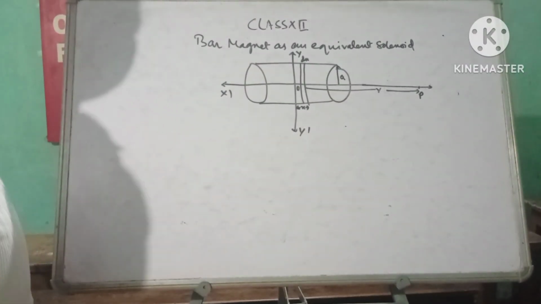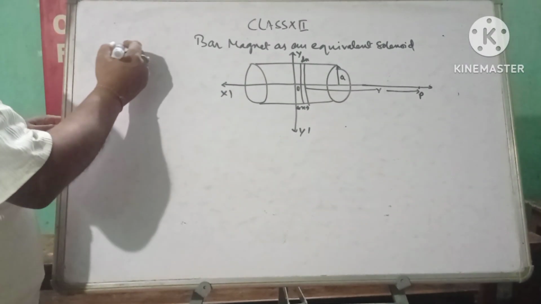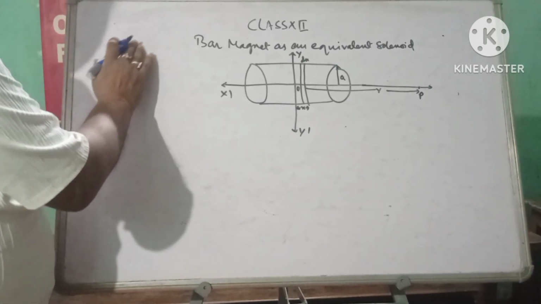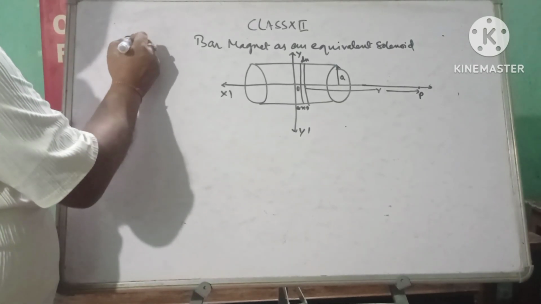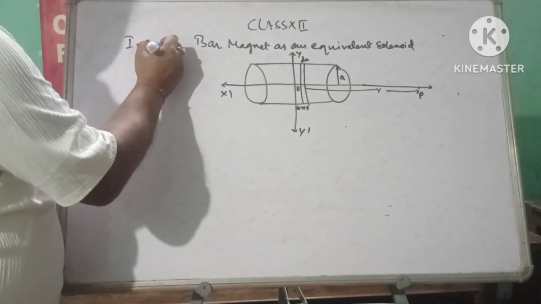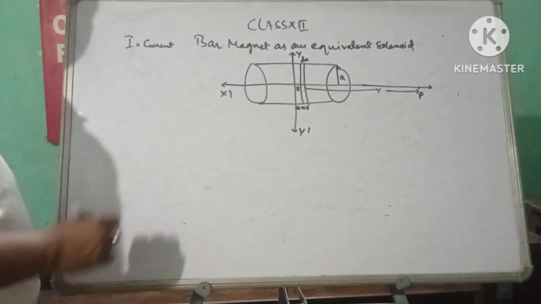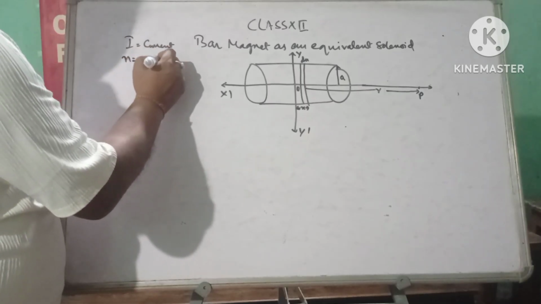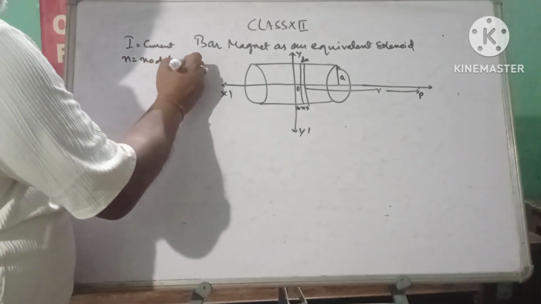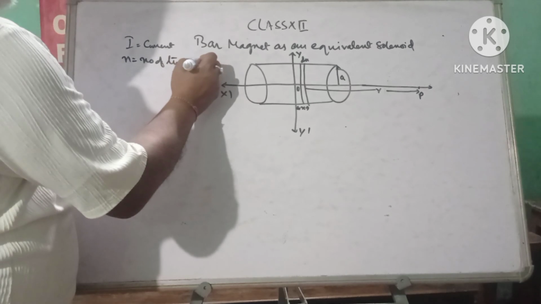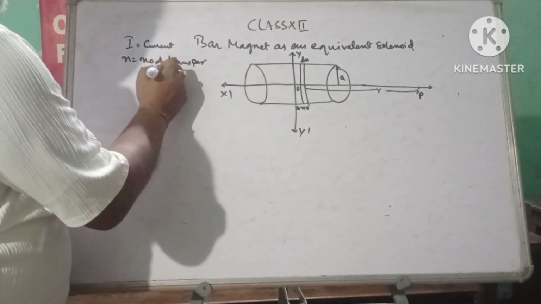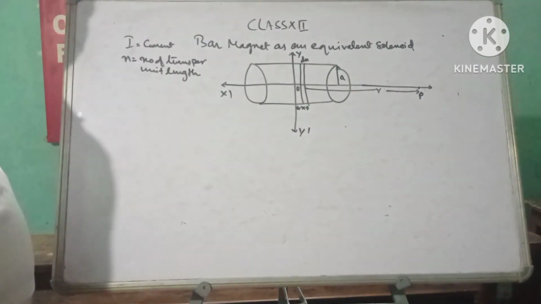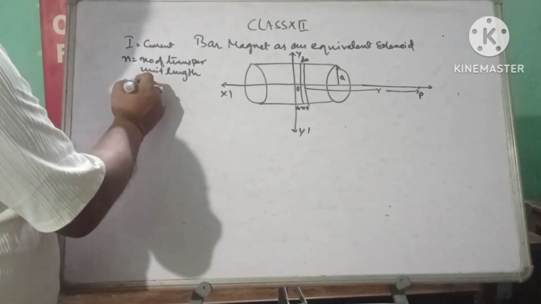So we are going to use the Biot-Savart law. Before that, let me write that current I is flowing through this coil, and n is the number of turns per unit length. So here we are going to apply the Biot-Savart law.